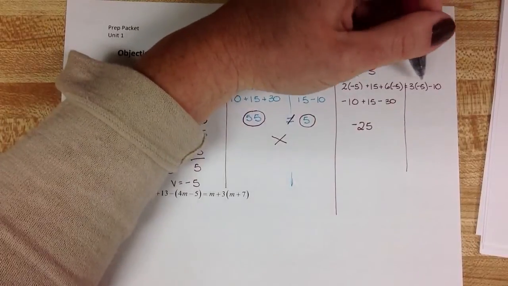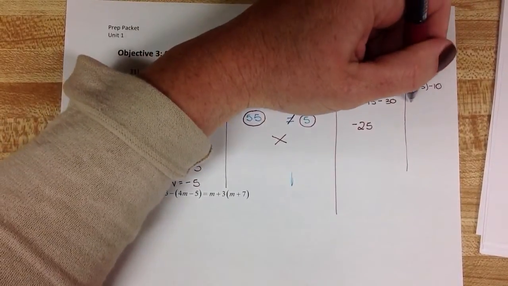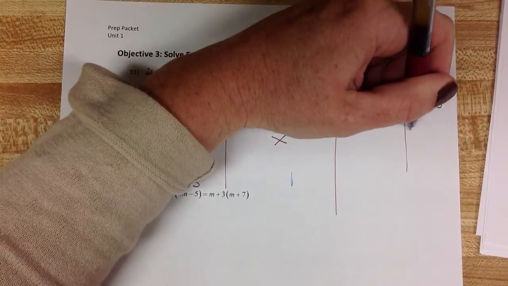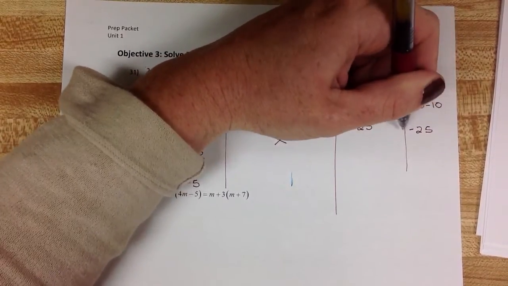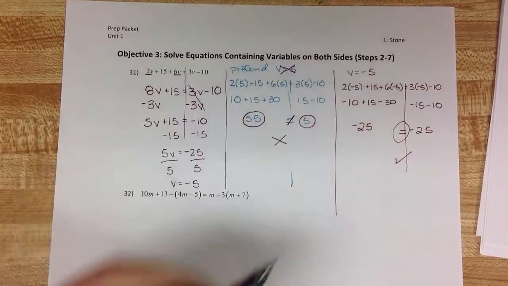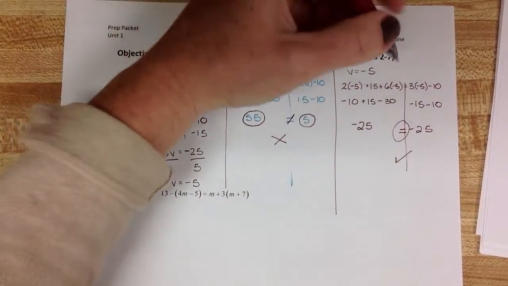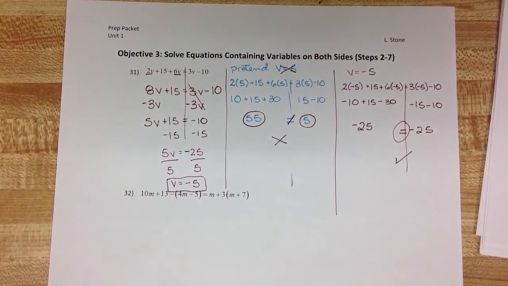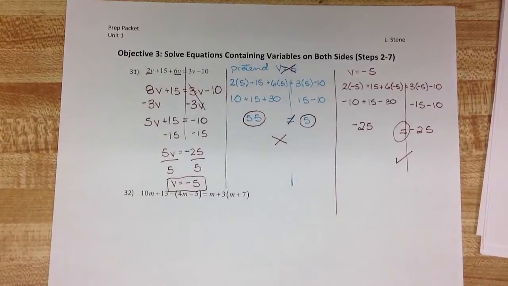Checking the right side of my equation, 3 times a negative 5 is negative 15. And when I take 10 more away, I get negative 25. Those two things are equal, so v equals negative 5 is the solution to this equation, not v equals 5.